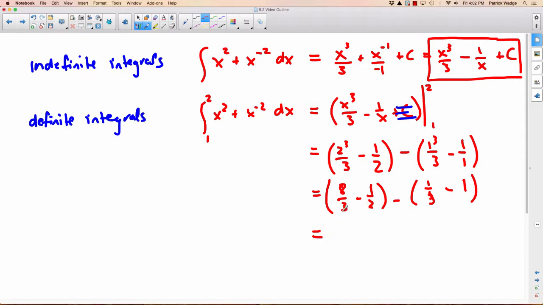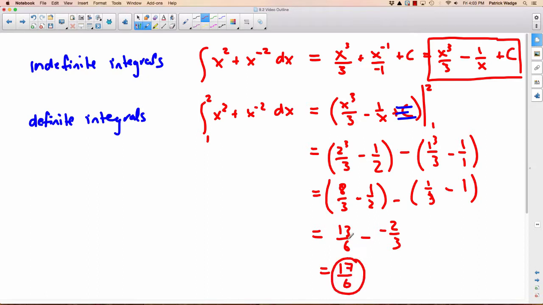Okay, common denominator is 6. We'd have 16 sixths and 3 sixths. I subtract, I get 13 sixths. Minus 1/3 minus 3/3 is negative 2/3. This means add, and this would actually become 4 sixths plus the 13. So you get 17 over 6. That's our answer. Big deal, right?